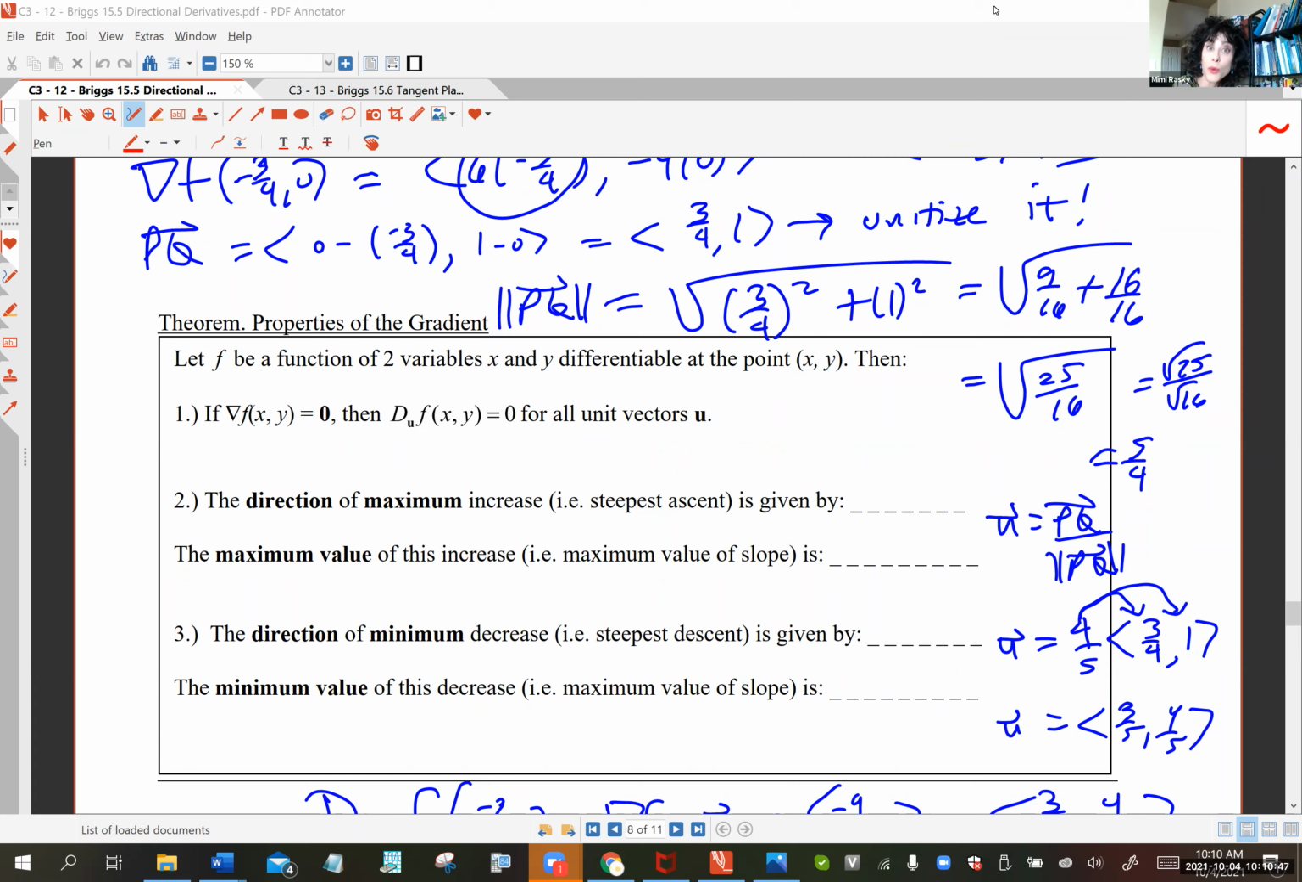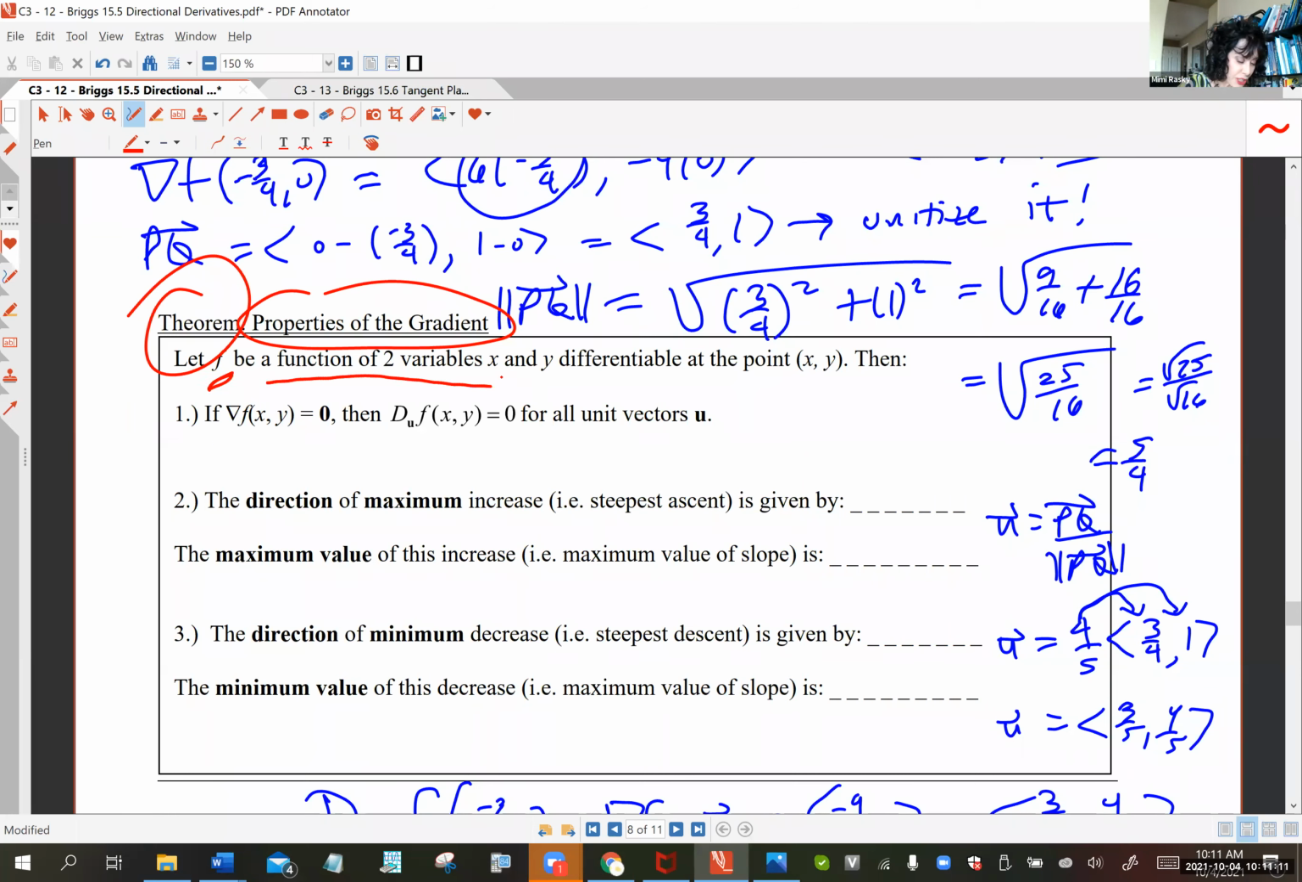Last time we looked at what a directional derivative was, and it's basically a scalar, and it's a slope, and it involves the dot product with the gradient. And the gradient is kind of cool. It's a vector that contains the partials of a function. So let's look at some properties of the gradient with this theorem, shall we?